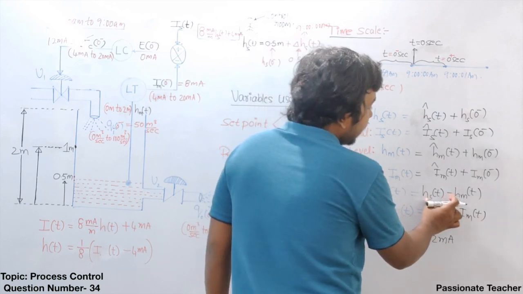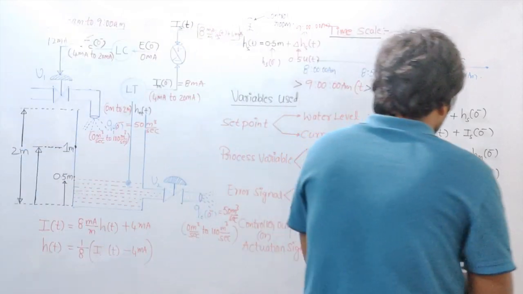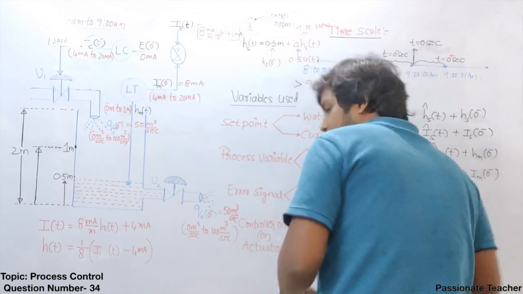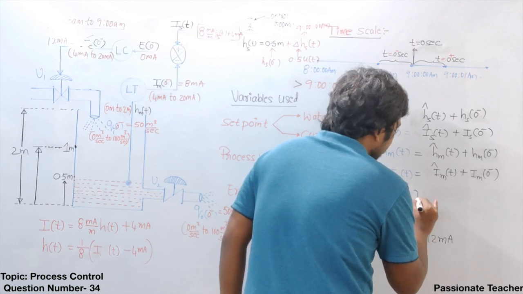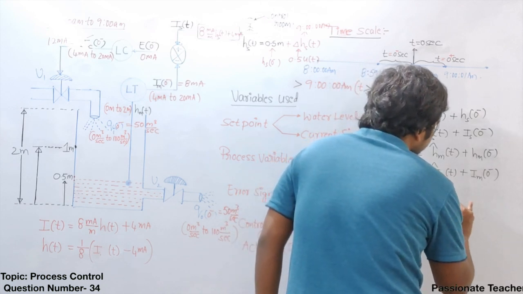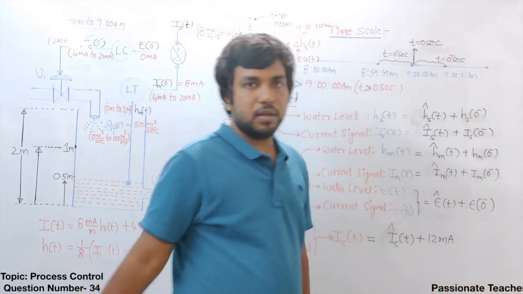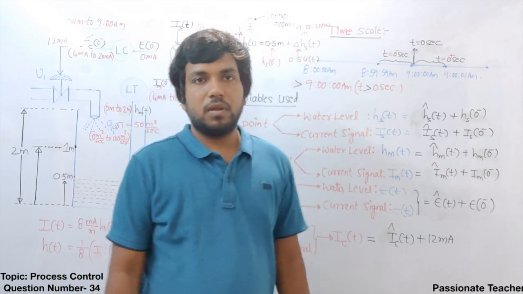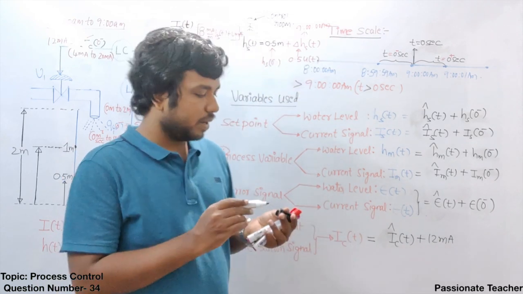is equals to e cap of t plus e of 0 minus. This is also correct. Even if you write like this, it could be correct. Clear? So e of 0 minus means initial error. Initial error is how much? 0. That is just before 9 am. This is the way how we are going to integrate the variables.